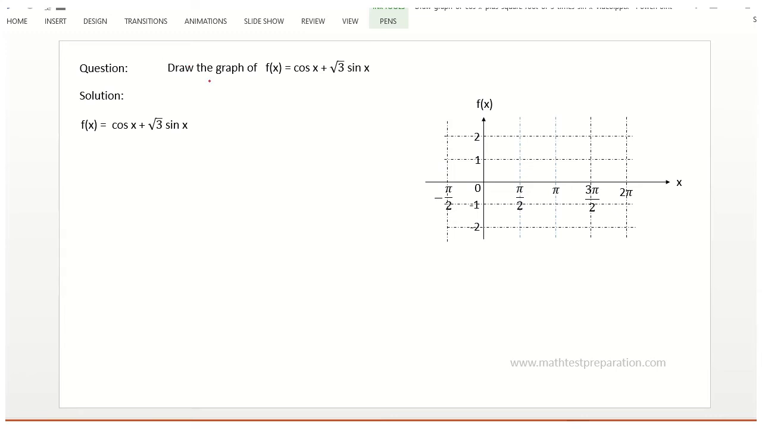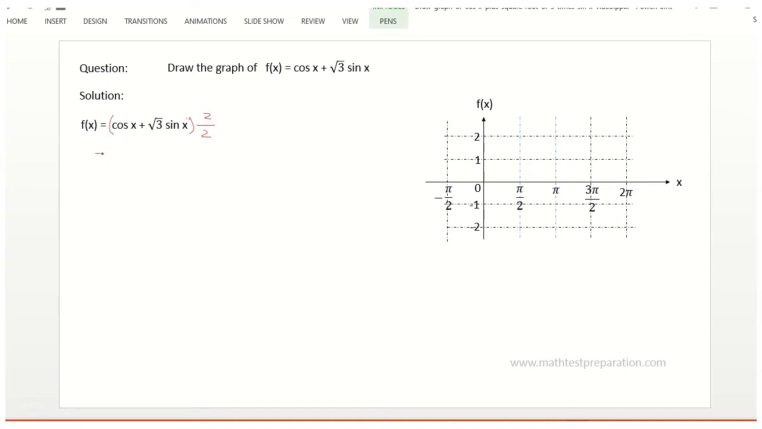In this lesson, I'm going to talk about trigonometry. The question is, draw the graph of f(x) equals cosine x plus square root 3 times sine x. Now, let us solve this problem. First, we multiply the function by 2 divided by 2.